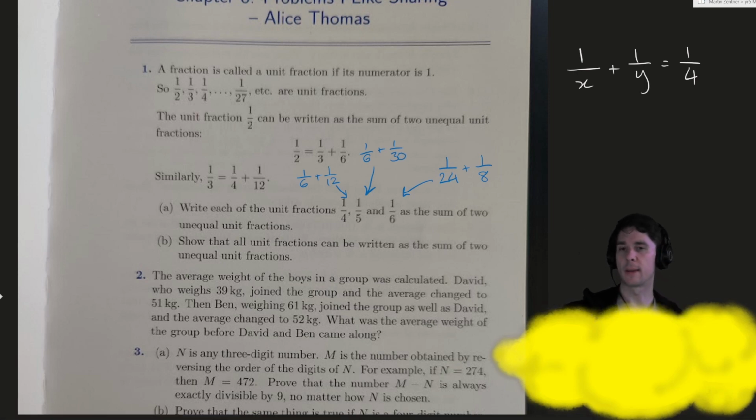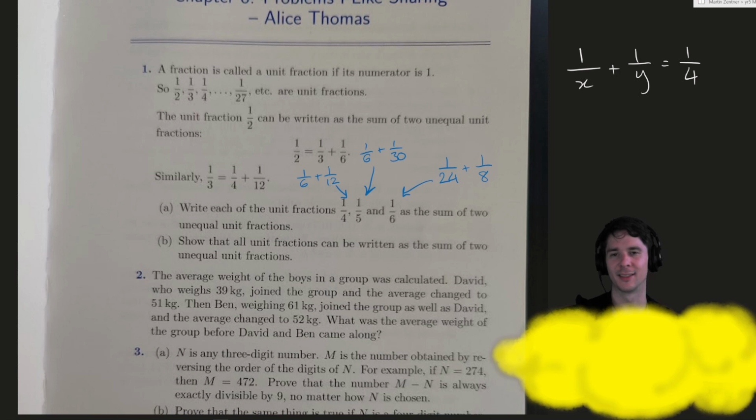Having recognized that pattern is going to be critical for doing question 1b, where we need to show that all unit fractions can be written as the sum of 2 unequal unit fractions. What we need to do is show that that pattern will always work. Now in maths, when we want to show that something works for all cases, we don't use numbers, we use letters.